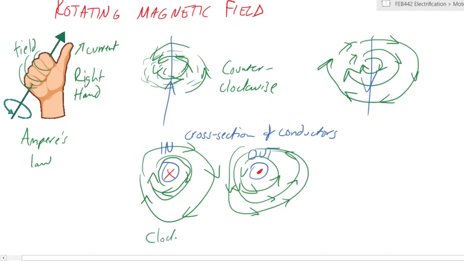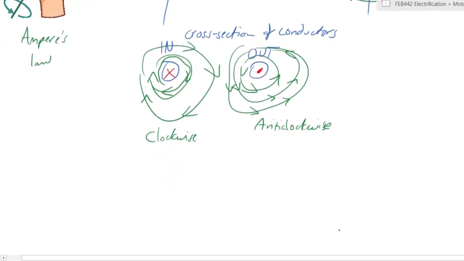Clockwise, anti-clockwise. Okay. So that's the principle of Ampere's law, whereby a magnetic field is created around a conductor simply because it is carrying current. So that's principle number one.